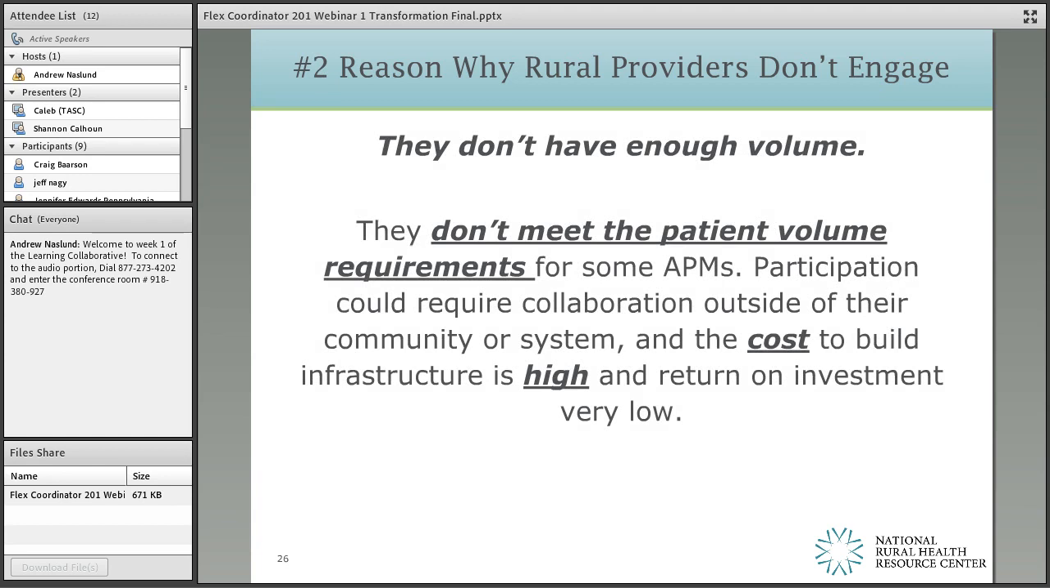So I think it's really important to do activities even outside of participating in an APM, like voluntarily participating in NITS, understanding the reporting requirements, documentation of hierarchical condition categories, coding.